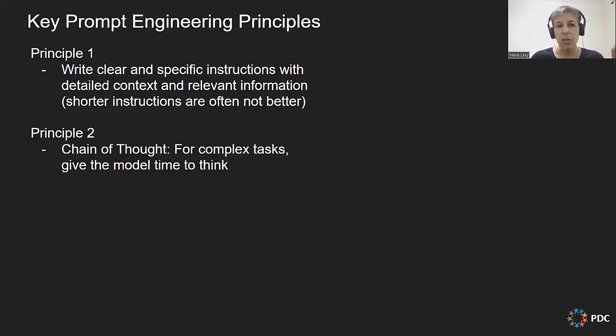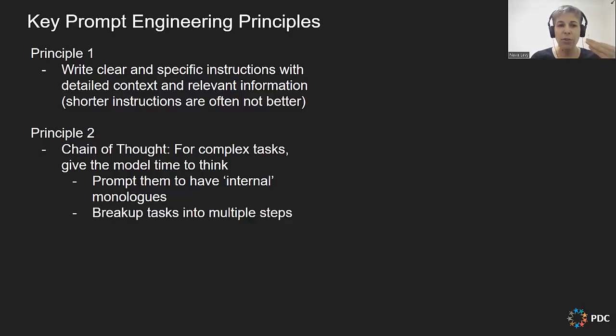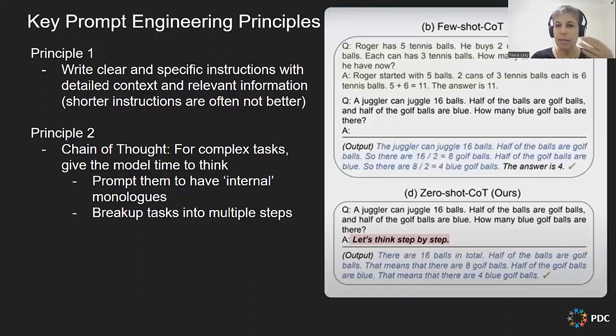Okay, principle two, chain of thought. For complex tasks, give the model time to think. How do you do it? Prompt them to have internal monologues. We don't want a split second answer. You know that if there is something complicated, and I will ask you the question, and you'll give your split second answer, your blip answer, often it will not be the right one. So, if I tell you, why don't you think about it step by step and break it up into tasks, you might actually get much closer to the answer.